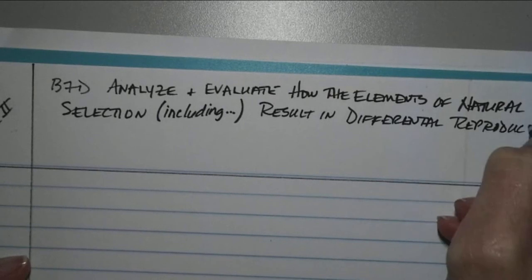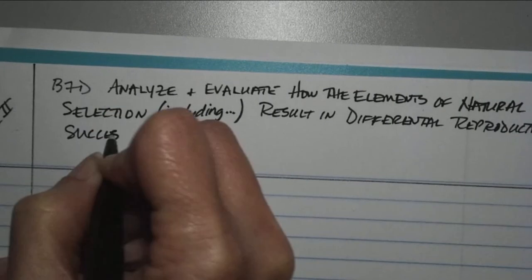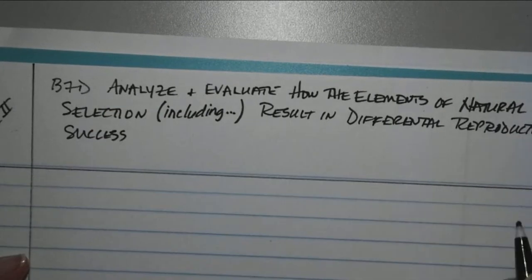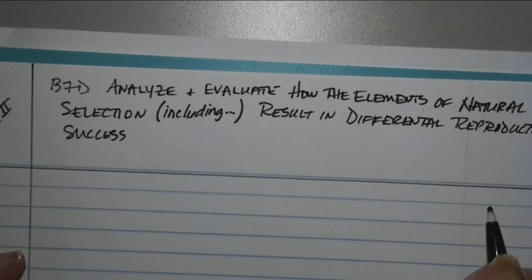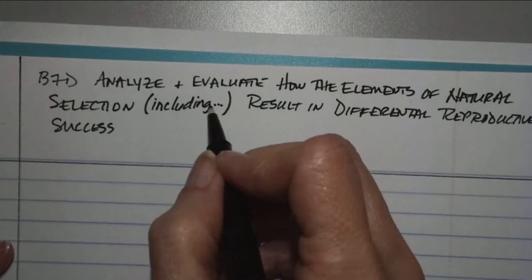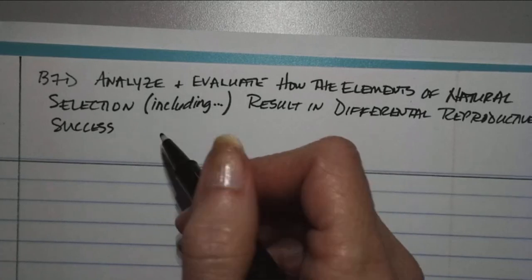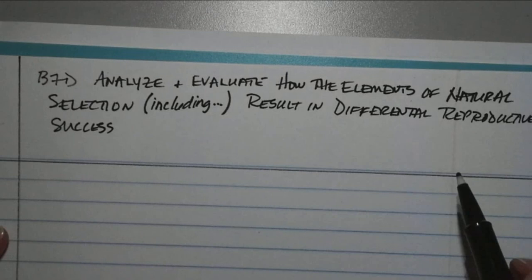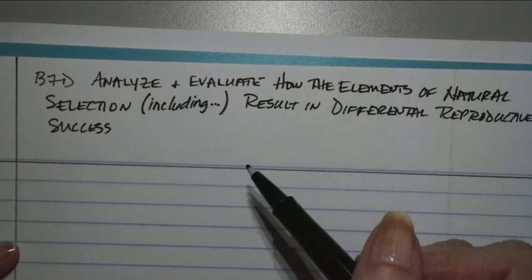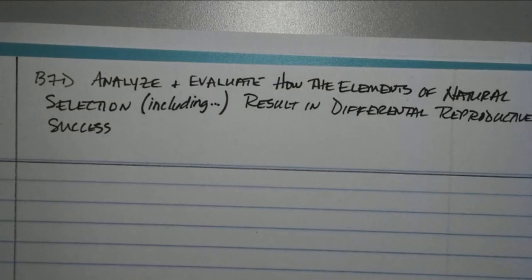Sometimes when they write these teks, you can get lost in what it is they're trying to get you to understand or know. And so this made sense to me if I deleted a little bit of that stuff. We're going to talk about each of the parts of the natural selection theory, but I want you to really focus on what it says. Analyze and evaluate how elements of natural selection result in differential reproductive success. So the first thing we need to talk about is, what does it mean by this differential reproductive success?